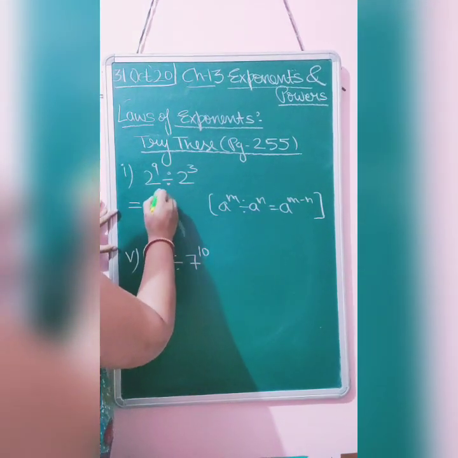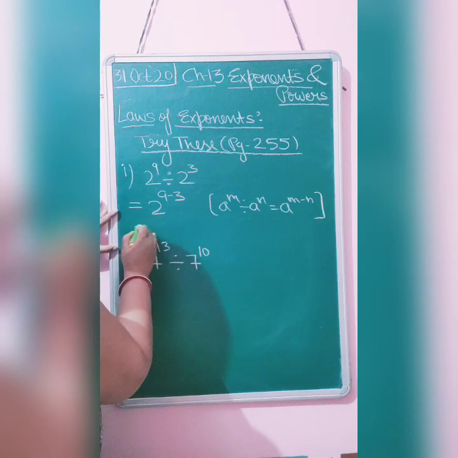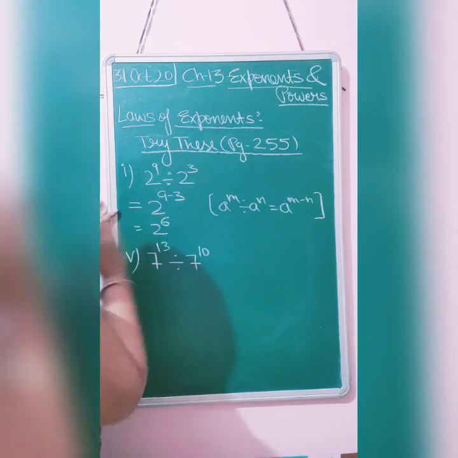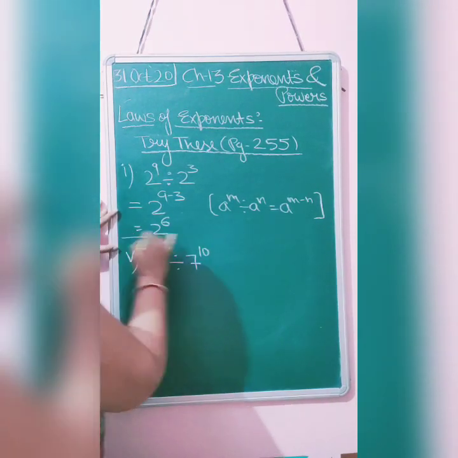So it will be 2 raised to the power 9 minus 3. The answer is 6. 2 raised to the power 6 is the answer.